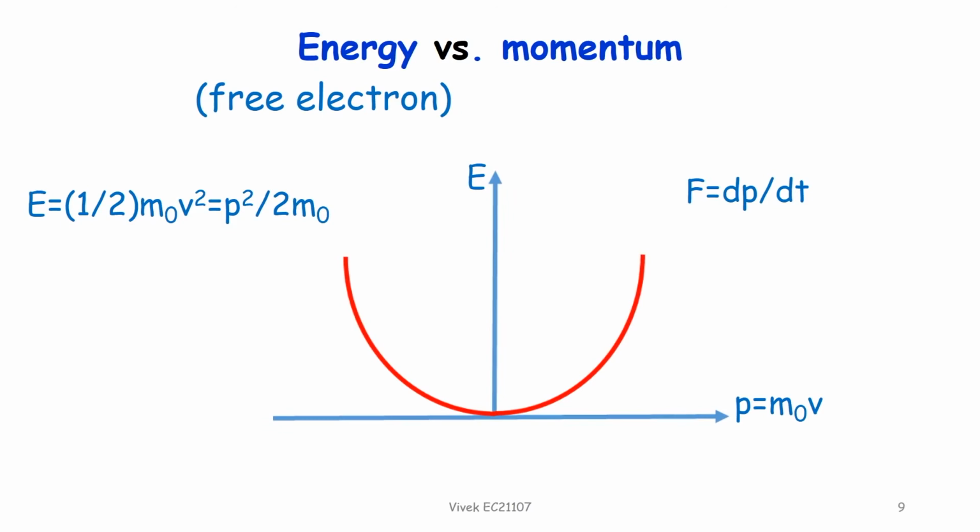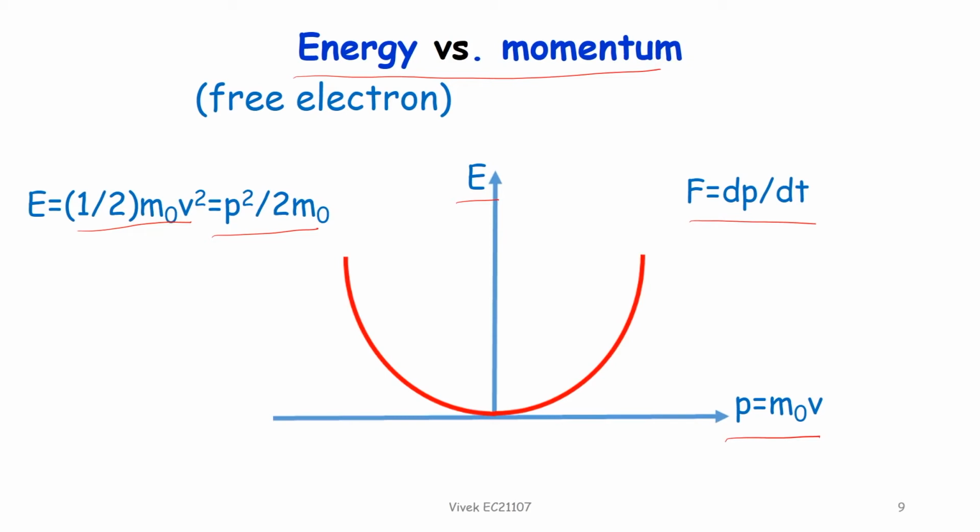Now you can draw an energy versus momentum diagram for a free electron. Energy is half m v squared, which can also be written as p squared by 2m. So if you draw energy versus momentum, you will get a parabola because E is p squared by 2m, which is parabolic and symmetric around plus p and minus p. And what is the force on the electron? Force is the derivative of the momentum, dp by dt.